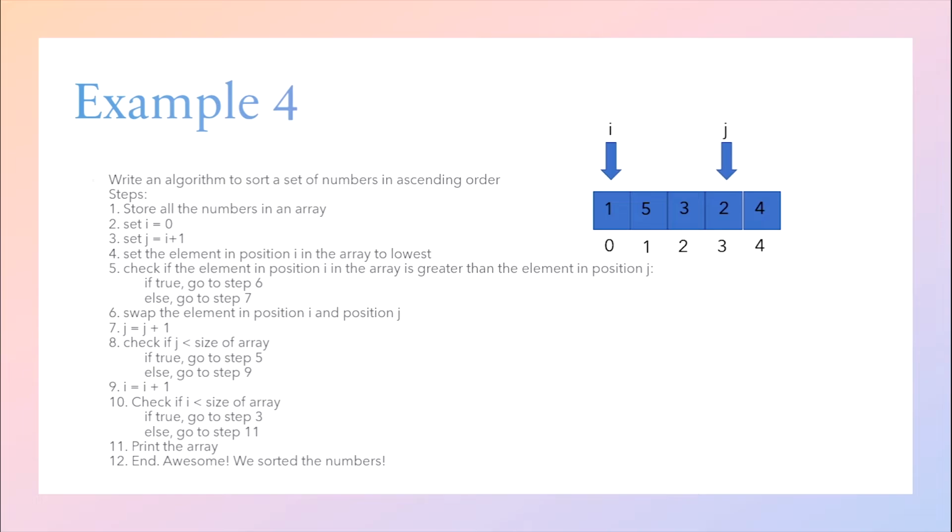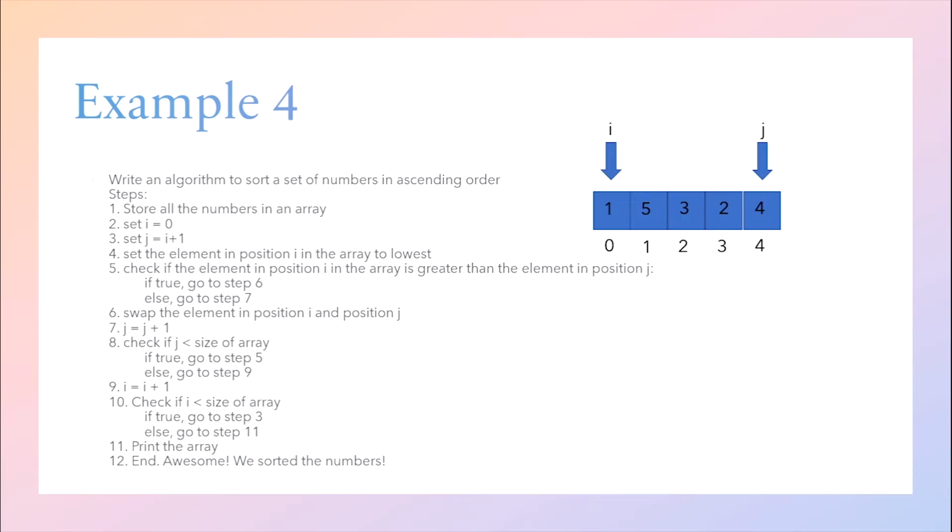And we go back to step 5 because j is smaller than the size of the array, and we check if 1 is greater than 2. Because it's not, we increase j, and we check if j is smaller than the size of the array, and 4 is smaller than 5. So we go back and we check if 1 is greater than 4. Because it's not greater than 4, we increase j, so now j will be 5, and 5 will be equal to 5 after we increase j in step 7.